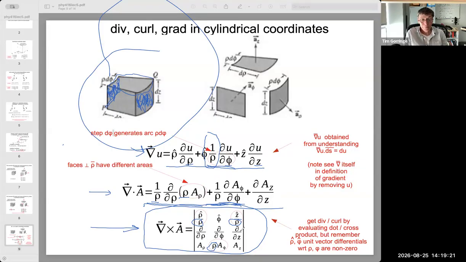If I want to know the curl in cylindrical coordinates, I'm not remembering this. I'm looking this up in the book or looking it up somewhere at least. And so this is curl in cylindrical coordinates. It has the same basic form with the unit vectors and the partial differentials and the components of the vector, but it has a more complicated form because of the more complicated shapes of infinitesimal loops in cylindrical coordinates compared to infinitesimal loops in rectangular coordinates.